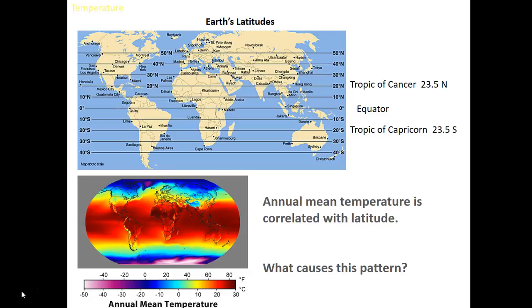Well, so how is annual mean temperature correlated with latitude? We find the hottest temperatures approximately 0 degrees at the equator, and those hot temperatures extend about 30 degrees north and 30 degrees south. Fundamentally, the tropics, those are the warmest parts of the planet, and the coolest parts of the planet are those locations that are 40, 50, 60 degrees north and 40, 50, 60 degrees south. So what causes this pattern?